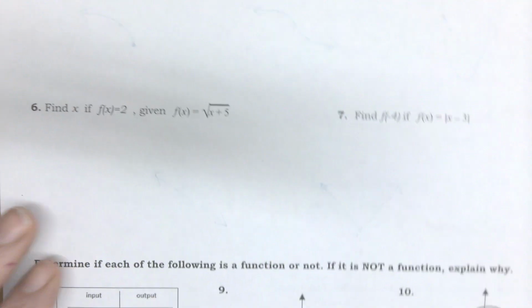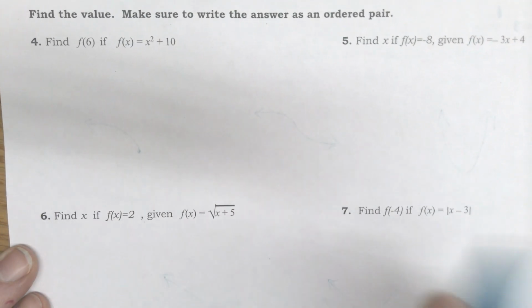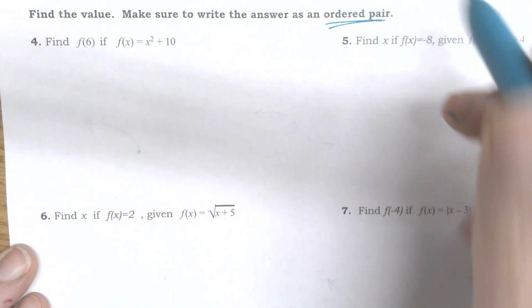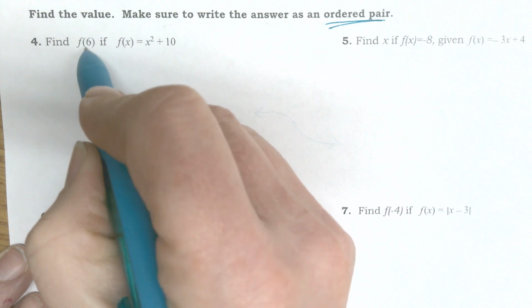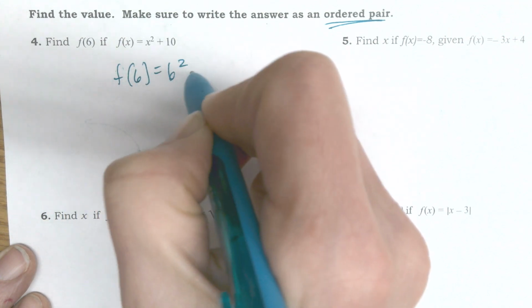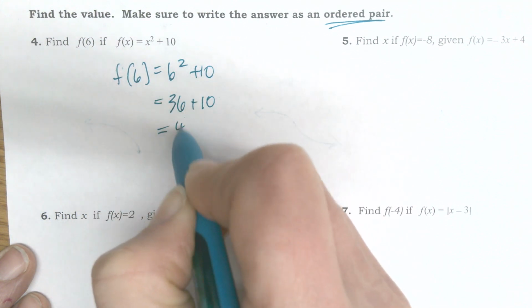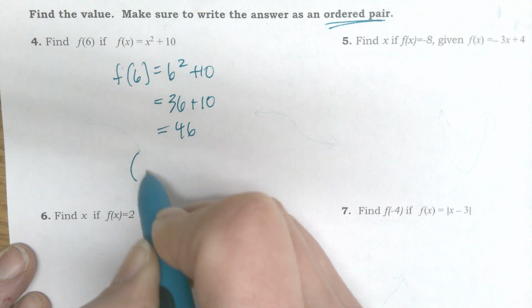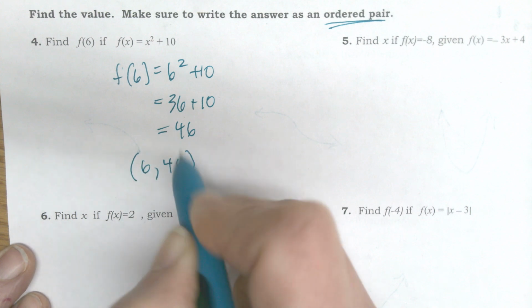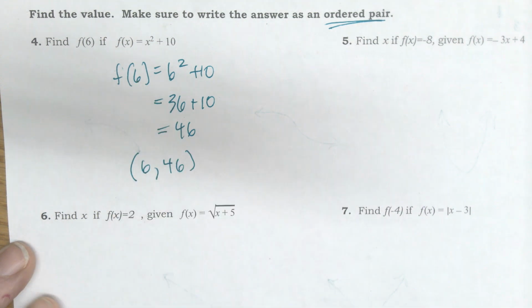Moving on. We are going to be evaluating. Please make sure that you write these as ordered pairs. So this means I'm going to plug 6 in. F of 6 is 6 squared plus 10, which is 36 plus 10, or 46. So that is (6, 46). My input produced an output of 46. My input of 6 produced an output of 46.